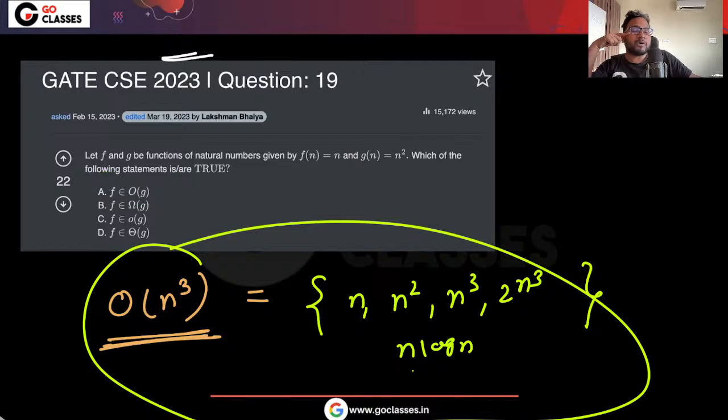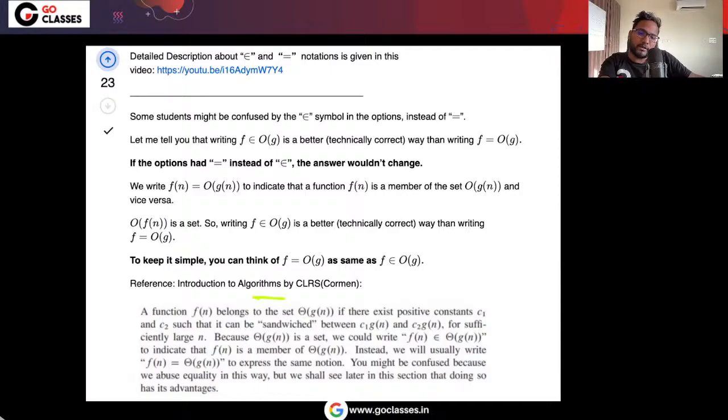The equal to is basically an abuse of notation. The belong notation doesn't fit very conveniently, which is why we misuse the notation. If you check Cormen, they have written this: we abuse equality. This equality is an abuse of notation. So they have specifically talked about this notation thing.